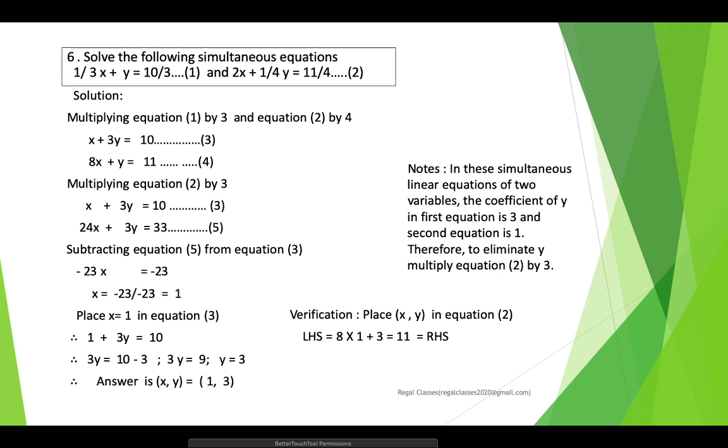Now multiply equation 2 by 4. So 4 into 2x is 8x plus y is equal to 11. After this, the solution is simple. You can use method of elimination and get the results. In the exam, you can use any method. You can use method of determinants, method of elimination, method of substitution to solve this equation.